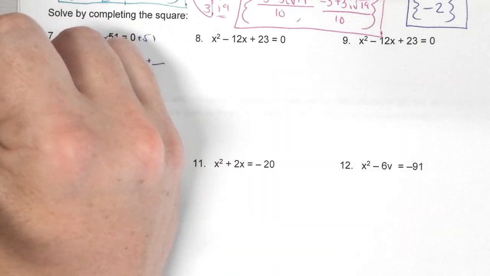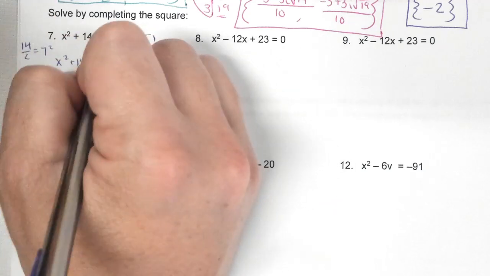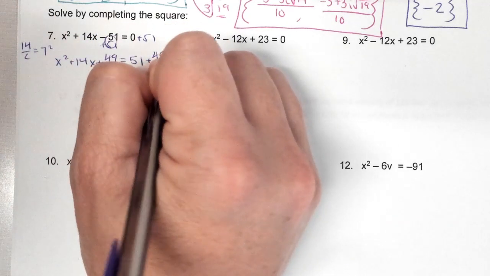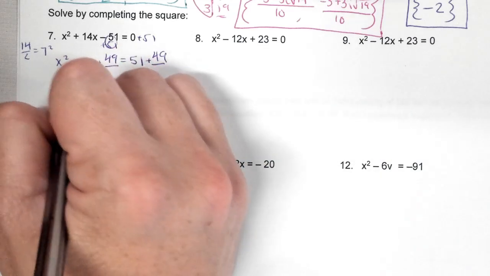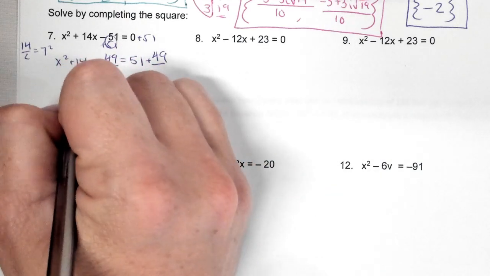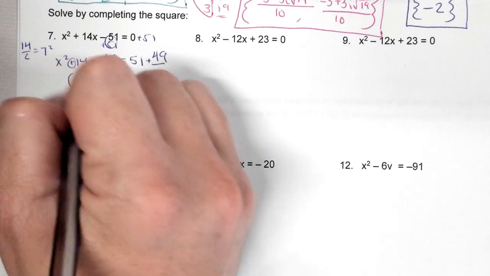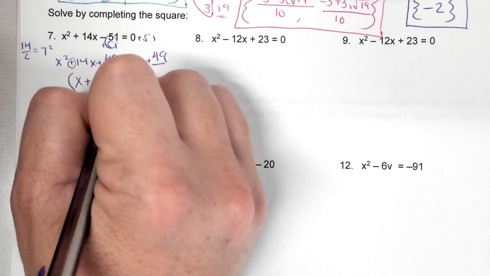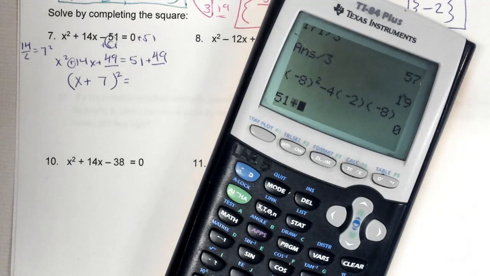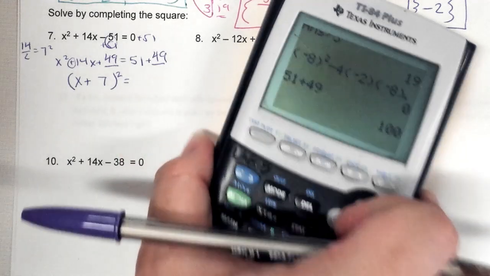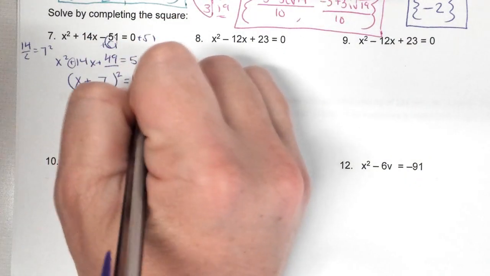So 14 divided by 2 is 7, squared is 49. What I do to one side, I have to do the other. So now this side is a perfect square. And I can rewrite it as square root of x squared is x. First sign is plus. Square root of 49 is 7 squared. And then 51 plus 49 is 100. Well, that's a perfect square.